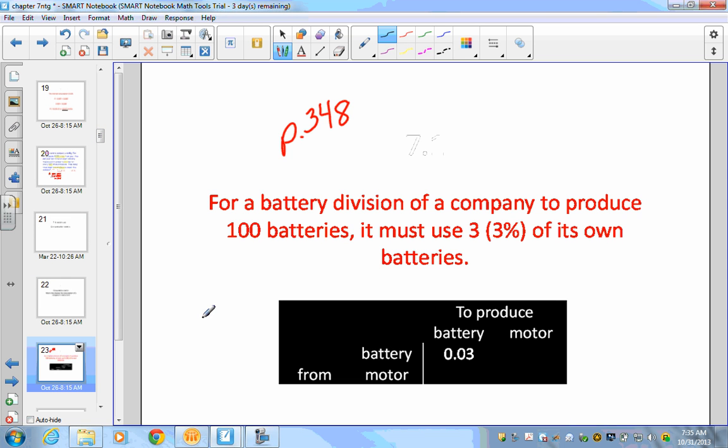All right. For a battery division of a company to produce 100 batteries, it must use 3% of its own batteries. Now, we kind of built off of that question from the last video, but here's what I want you to observe. Now we're dealing with batteries, and we're also now dealing with motors. So our battery company is now producing motors at the same time. Okay, so now we have to put all of this information into a consumption matrix.